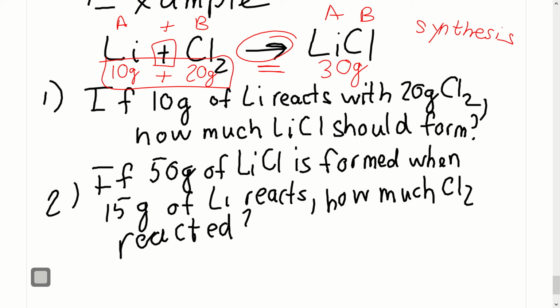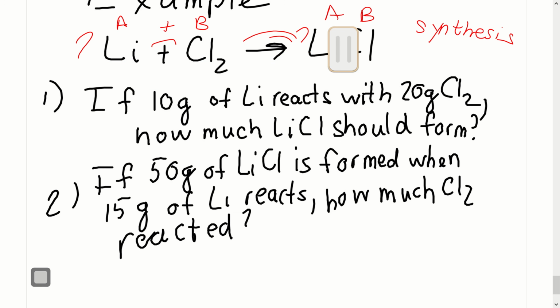I forgot to do one thing. I should balance this. 1 Li, 2 Cl, 1 Cl, so 2. Okay, so that's how we're doing the conservation of mass. It's just total mass of reactants equals total mass of products.